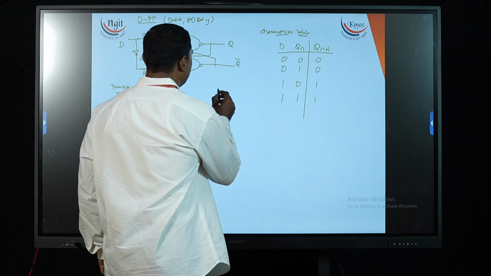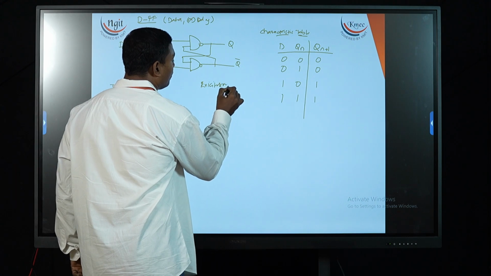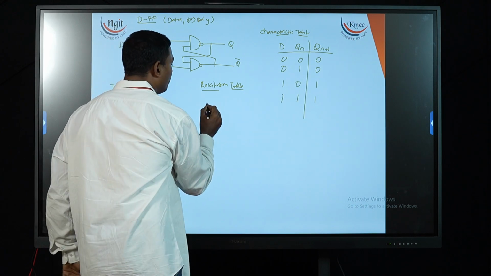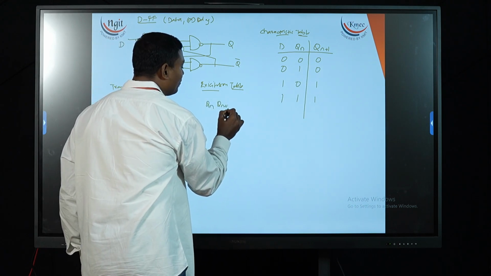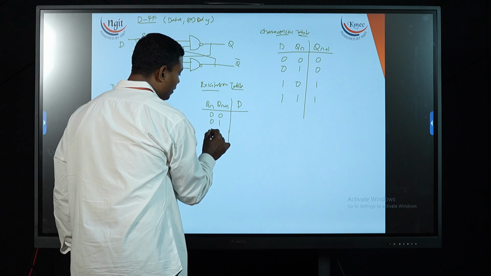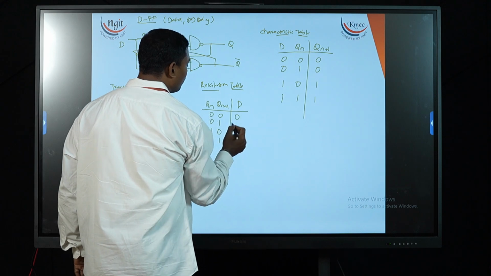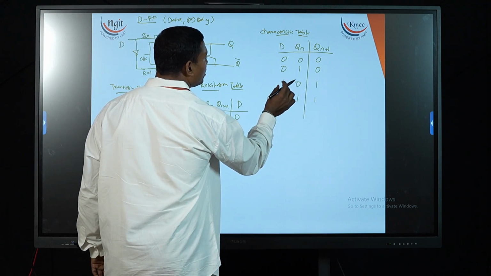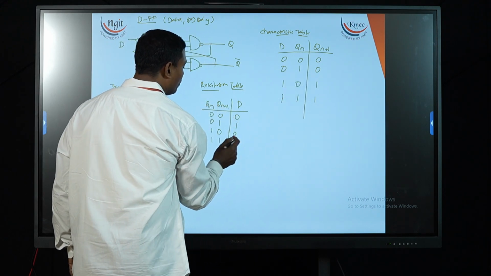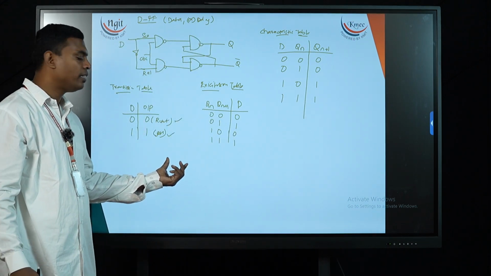Let's get my excitation table also. Excitation table, that is, we need to observe from output to input. So my outputs are Qn and Qn plus 1 and my input is D. So 0 0, 0 1, 1 0, 1 1. For 0 0 combination, D value is 0. For 0 1 combination my input value is 1. For 1 0 combination my D value is 0. For 1 1 my D value is 1. So this is your excitation table for my D flip-flop.